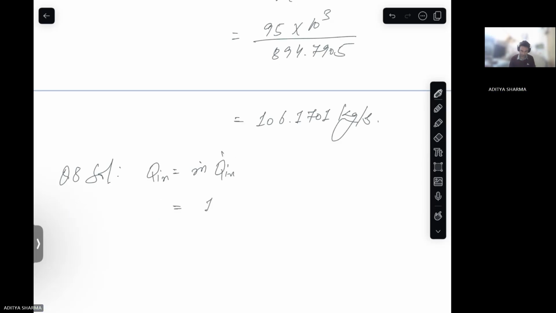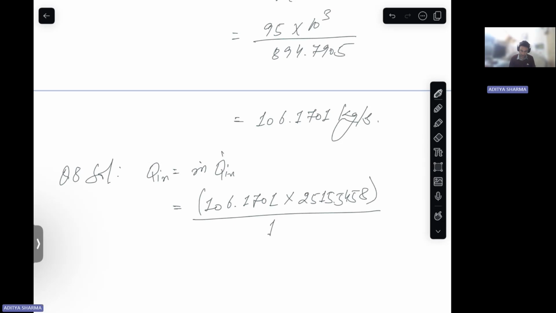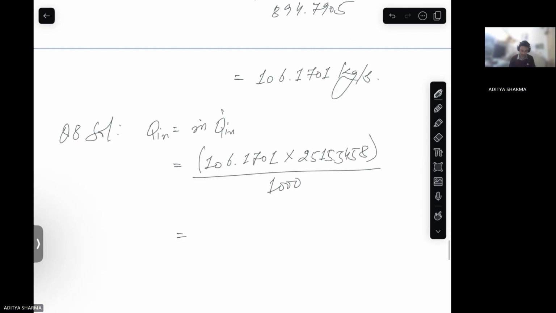Q dot in we have already calculated, which is 2515.5458. But this is all in kilos, and the question asks in megawatts. So to do that, what will we do? We will divide this by 1000, right? And if you do this, this will come out to be this, right? So this is your question number 8.